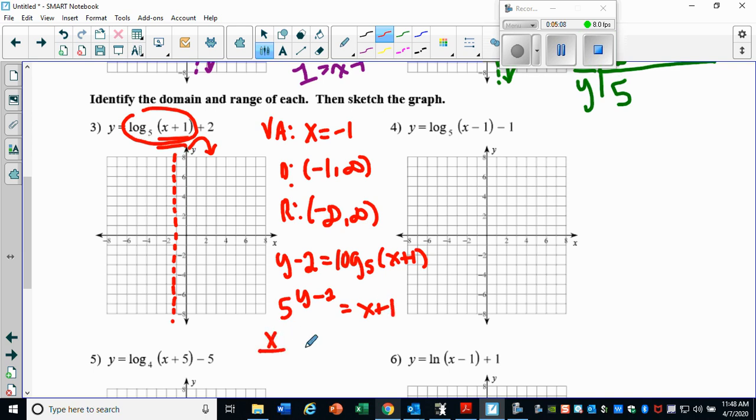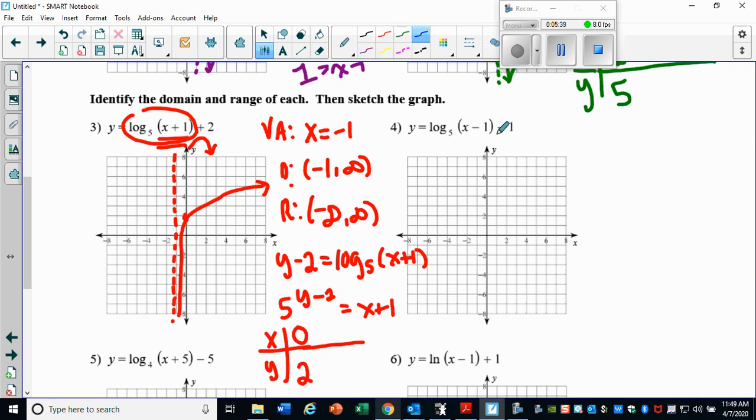Now think about when you make your table here. I would pick values of y that are nice and pretty, so I'm actually going to pick y is equal to 2, because 2 minus 2 gives me 0. 5 to the 0 is 1. 1 minus 1 is going to give me 0. So that tells me that I have the ordered pair 0, 2. My graph's going to follow my vertical asymptote, and then I know it's going to go up and to the right. All right, so let's take a look at this next one right here.